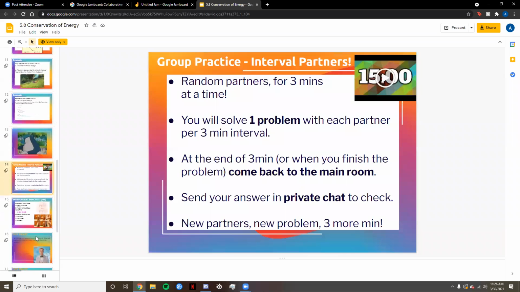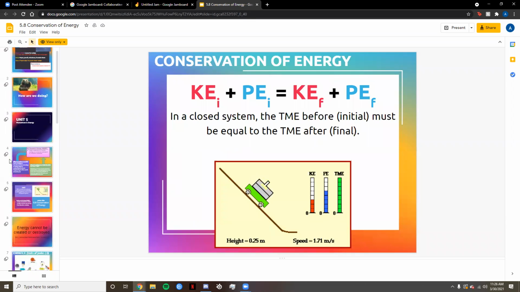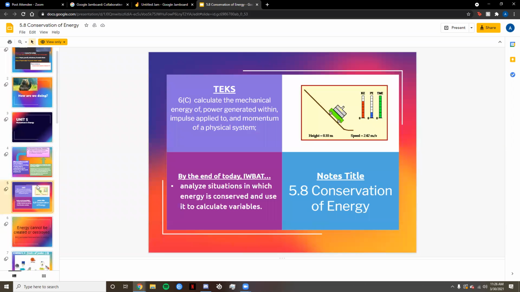There's Snorlax, pretty cute. And that's really all I have for this Zoom. I didn't really have a lot planned since it's literally just a couple equations. It's not even a full unit.